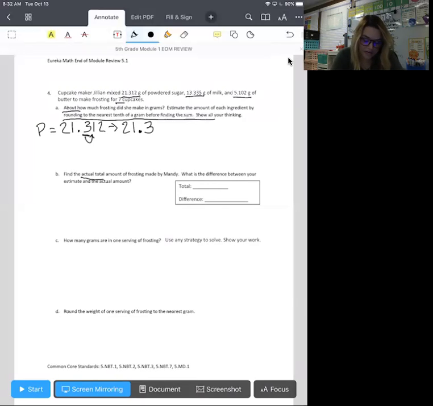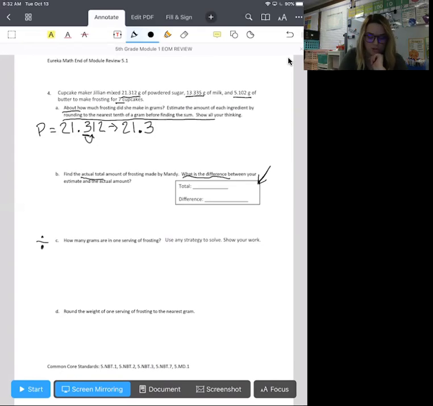And then there's a second part of the question: what is the difference between the estimate and the total amount? So you have this box over here on the side. So make sure that you put numbers in both of them. C says how many grams are in 1 serving of frosting. So you're going to divide here.